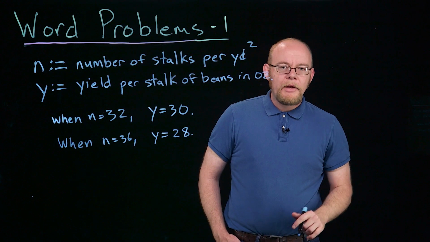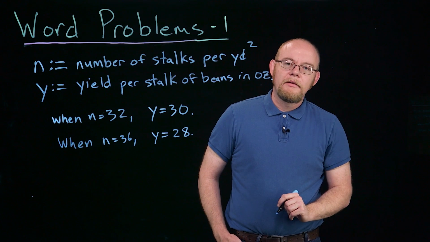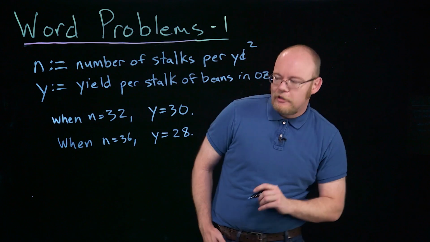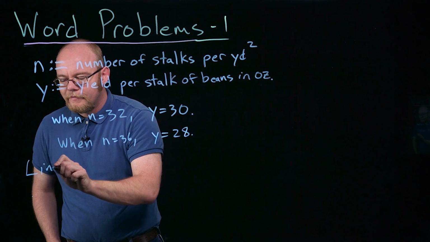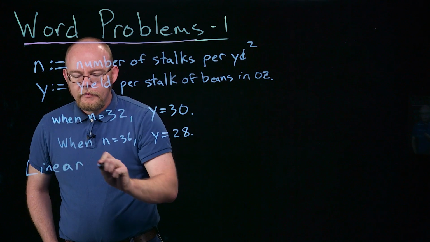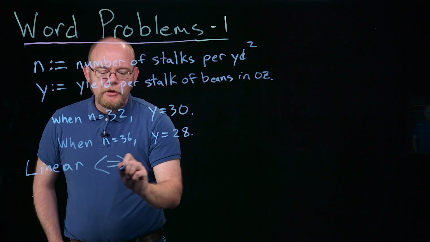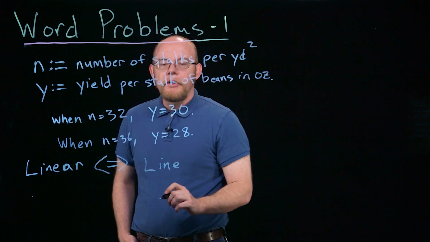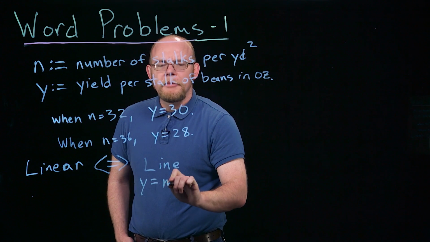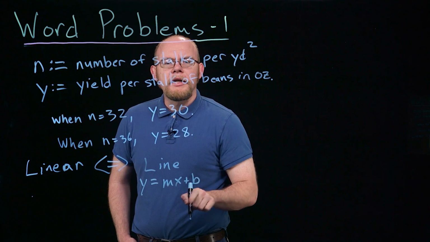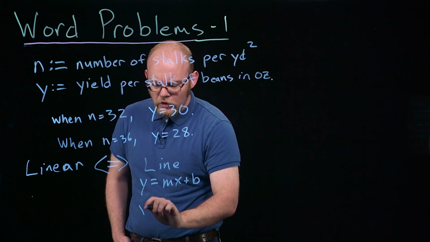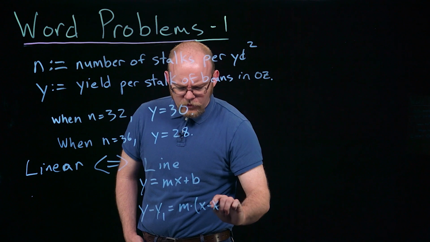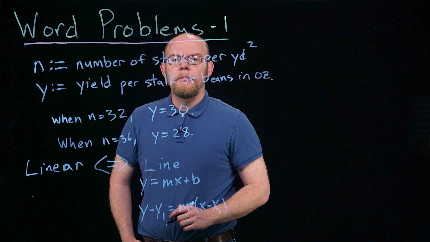The only other thing that we haven't written down is the math of it. The farmer says he notices a linear relationship. Linear usually refers to something looking like a line. And if you recall, the equation for a line is y equals mx plus b in slope-intercept form, or y minus y1 is equal to m times x minus x1 in point-slope form.